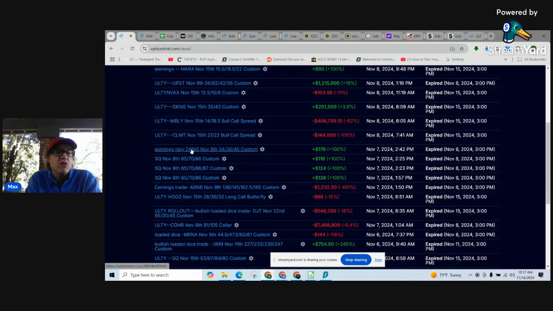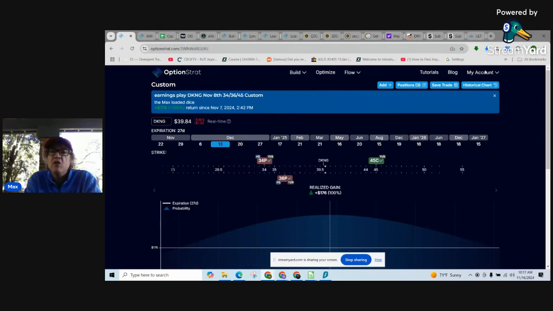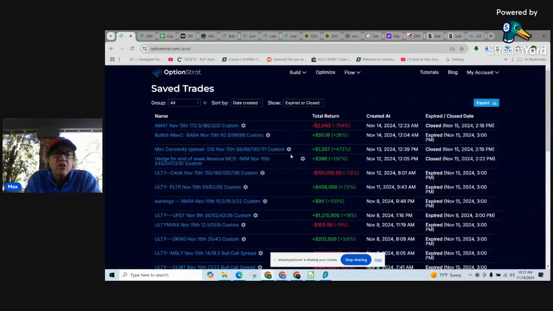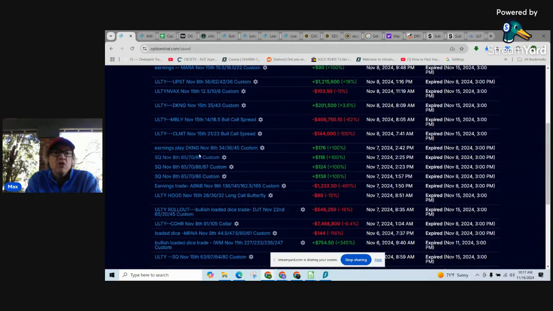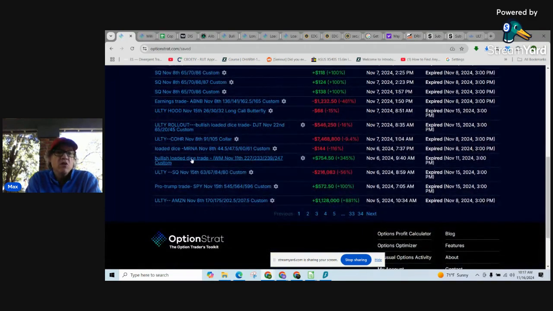Earnings play, DraftKings. Well, we can't see it after it expires, but it was a 3-legged loaded dice, $176 winner. Square was a 3-legged loaded dice, $118 winner. Abney was the last one before AMAT that was a big loser. Here's a bullish loaded dice trade that was a $754 winner. Here's a pro-Trump trade that was a $570 winner. That was a loaded dice also. And this one's a great one. This was an Amazon earnings trade, a 4-legged loaded dice. I copied off Jay, $1,200 winner.